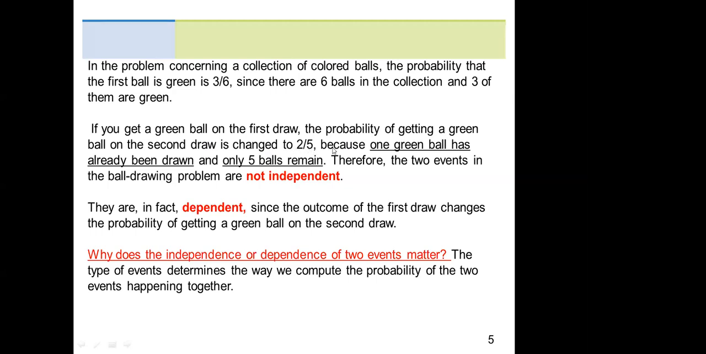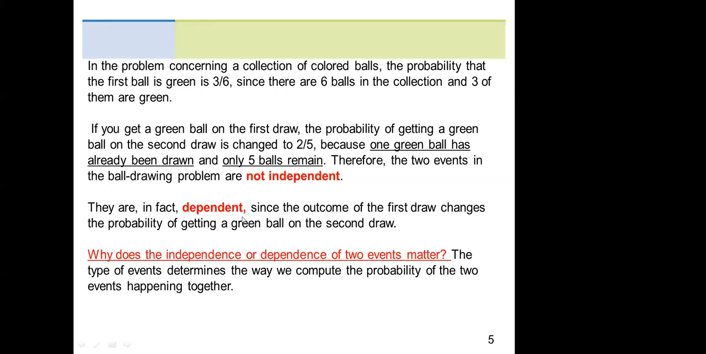Why? Because you pulled one green ball out, you put it off to the side. Well, guess what? Out of the remaining five balls, only two of them are green. If I did it again, I took that second green ball out, there's only a total of four balls left and only one of them is green. These events are dependent. All right. When the outcome of something affects the outcome of the second thing happening, we call these guys dependent.